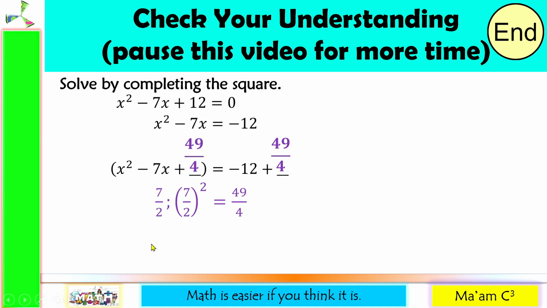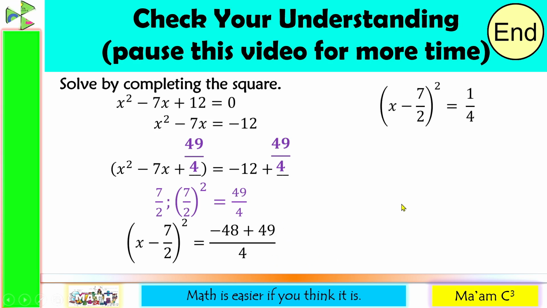The square root of x squared is x. The square root of 49 over 4 is already here, 7 over 2. Copy the sign of the middle term, that is minus, and then quantity is squared. For the right side, we have to determine first the LCD. The denominator of negative 12 here is the invisible 1. The LCD of 1 and 4 is 4. 4 divided by 1 is still 4, times negative 12 is negative 48. 4 divided by 4 is 1, times 49 is still 49. Negative 48 plus 49 is equal to 1. So we have 1/4 on the right side.